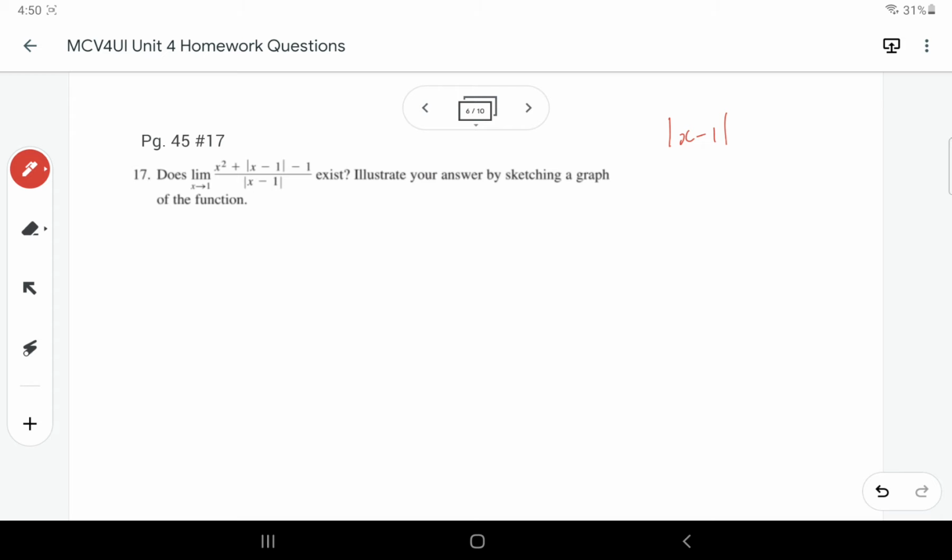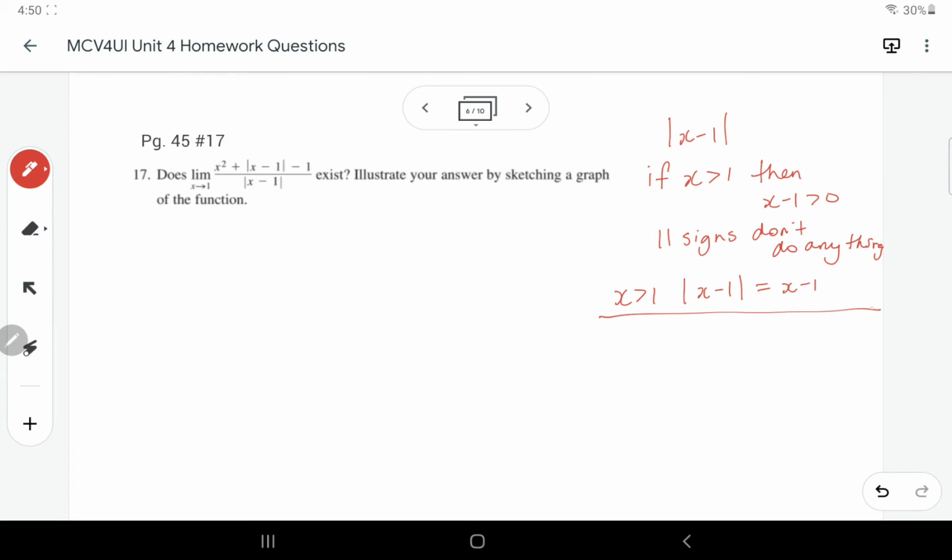So if x is greater than 1, then the stuff in the absolute value would be positive. So x minus 1 would be greater than 0, and the absolute value signs don't do anything. So if x is greater than 1, the absolute value of x minus 1 for those points equals just x minus 1. The absolute value doesn't change anything.